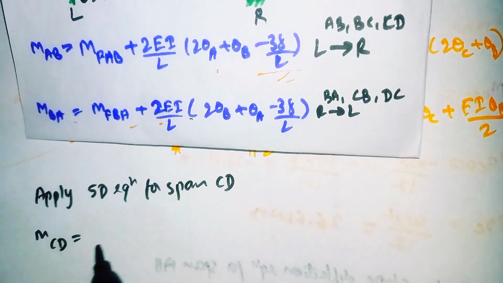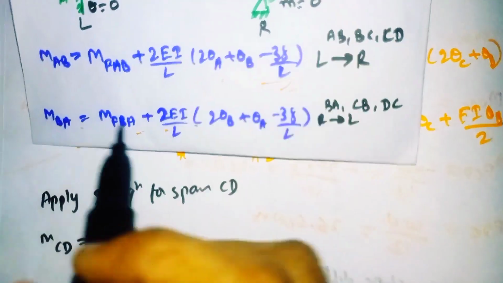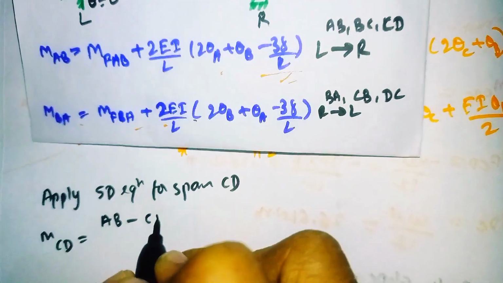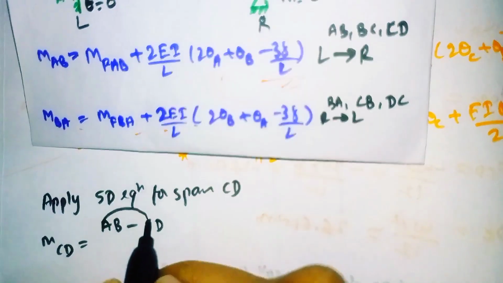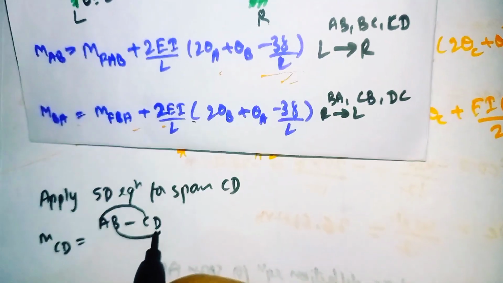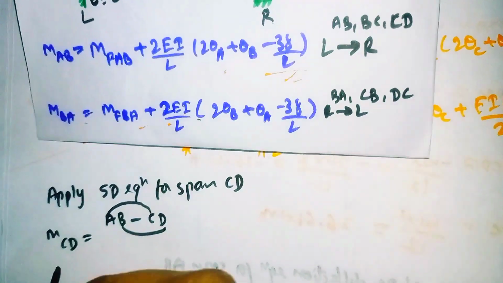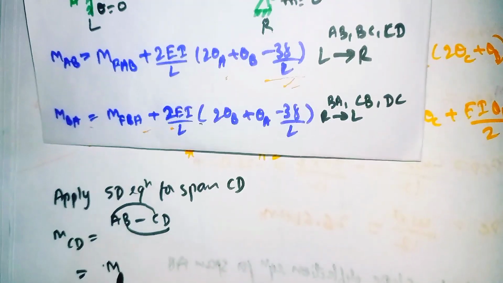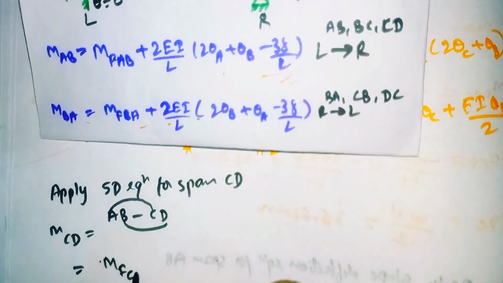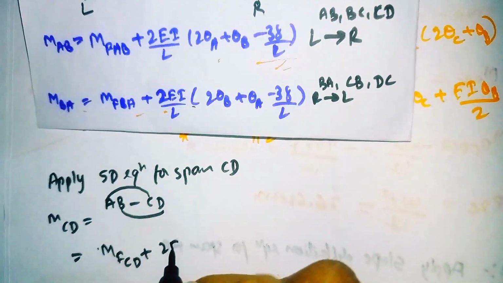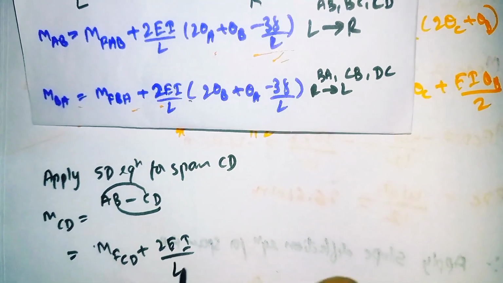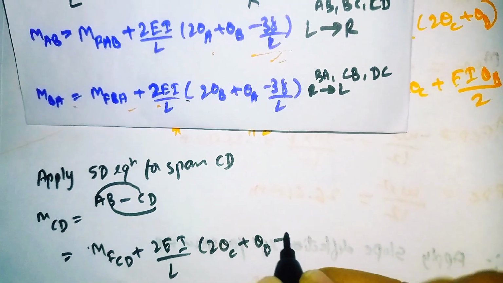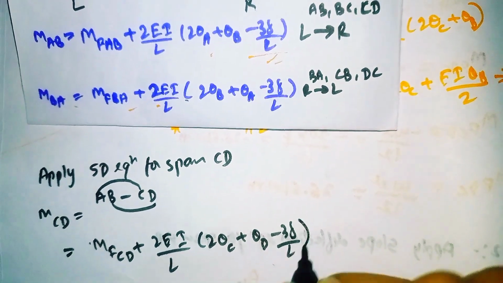For MCD, we need to apply this formula. In case of AB, we have to put CD. In case of A, substitute C. In case of B, put D. So MCD is equal to MFCD plus 2EI divided by L, 2 theta C plus theta B minus 3 rho divided by L.